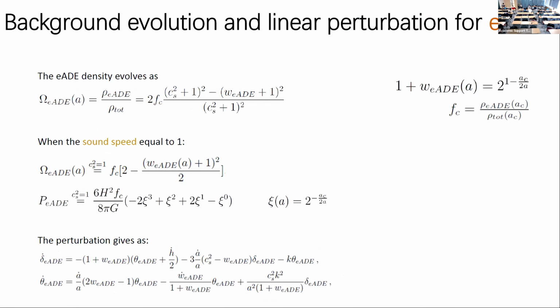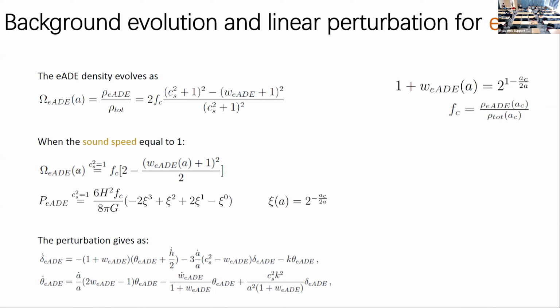From the above equation of state, we can give the density evolution. This is omega eADE based on the two parameters. One is fc. fc is the ratio of the exponential acoustic dark energy to the total energy. And then we consider the sound speed, cs equal to 1. They have different results than the standard models.